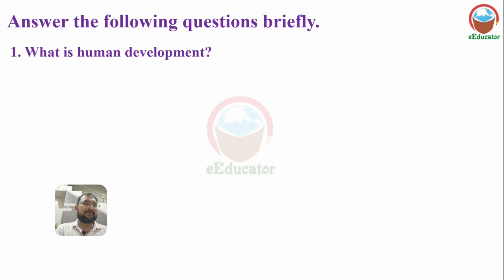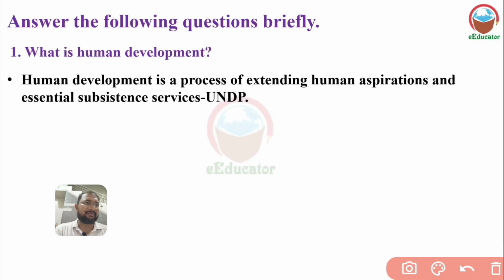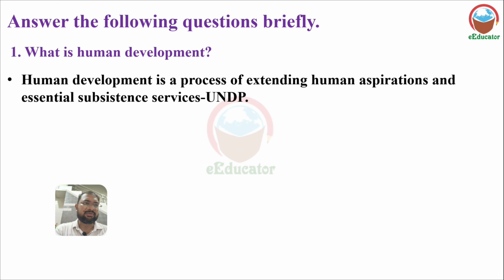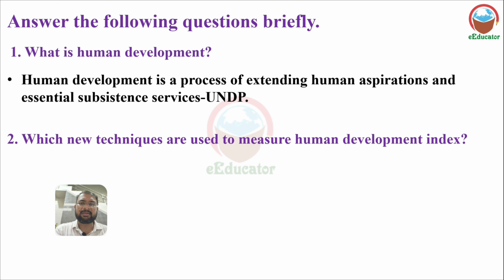Answer the following briefly. What is human development? What is the meaning of human development? Yes, the definition given by the UNDP is mentioned here. Human development is a process of extending human aspirations and essential subsistence services, as considered by UNDP.